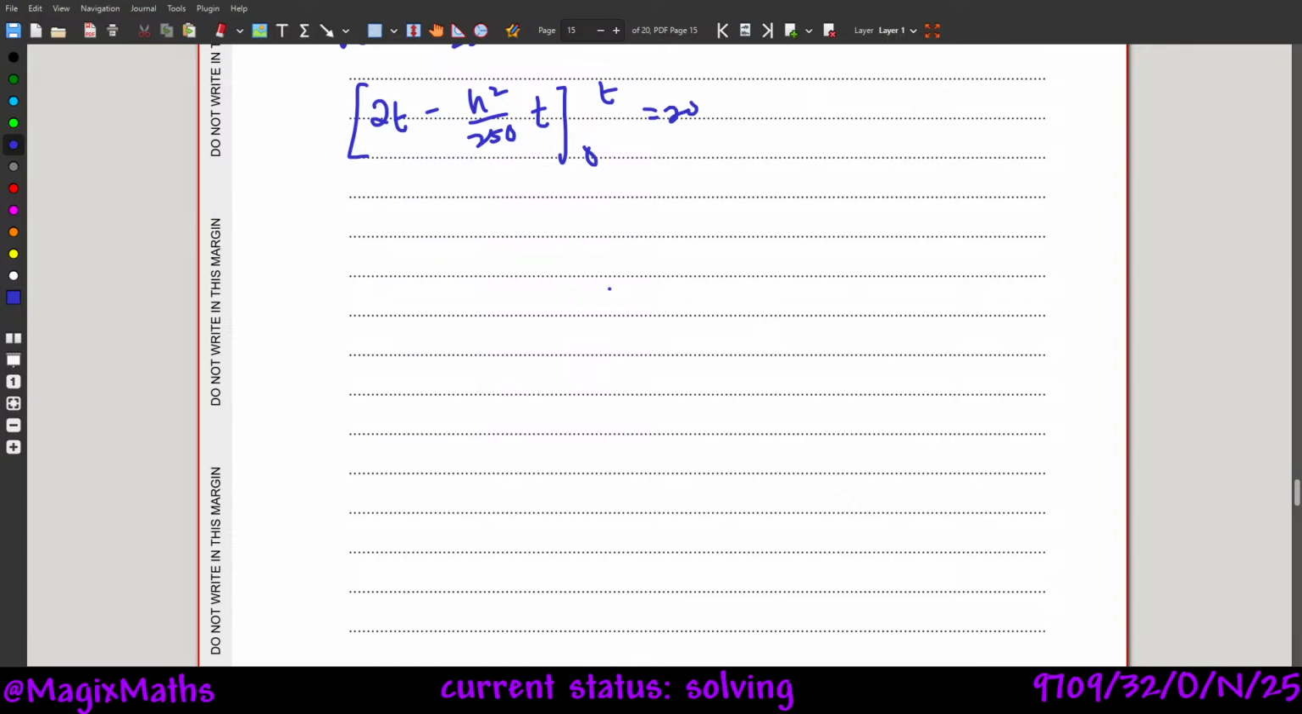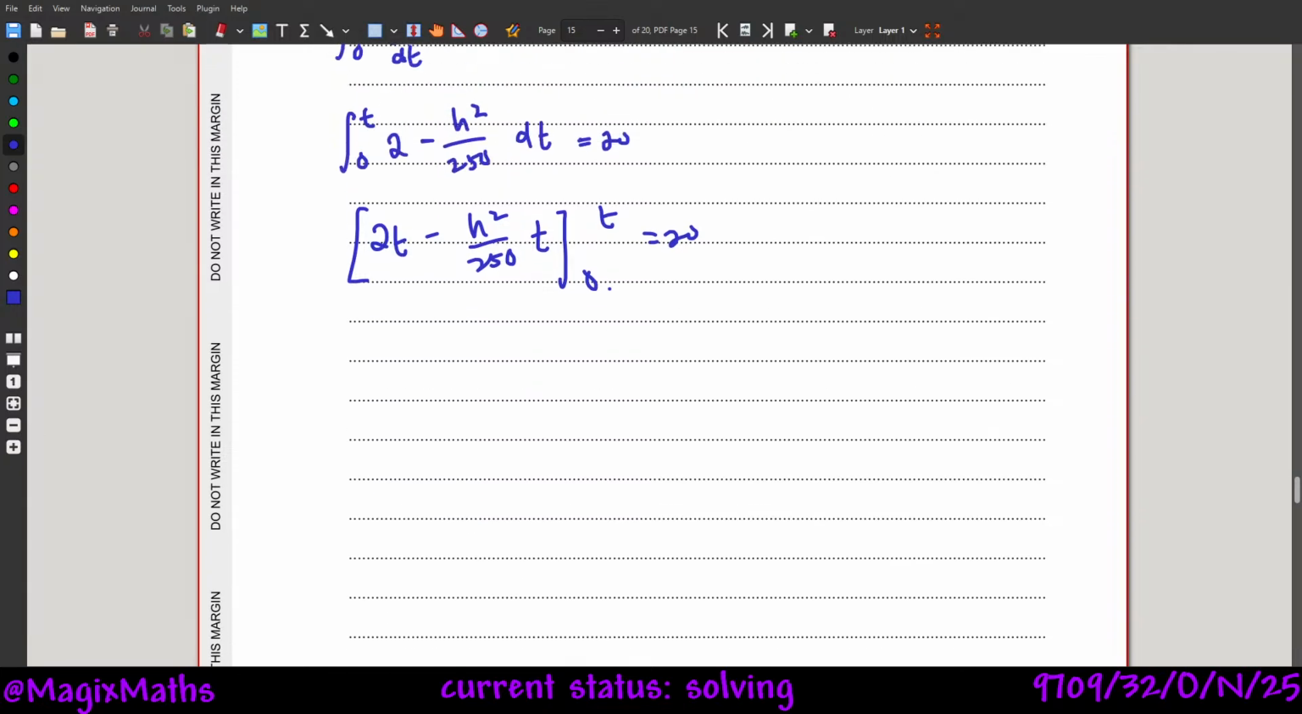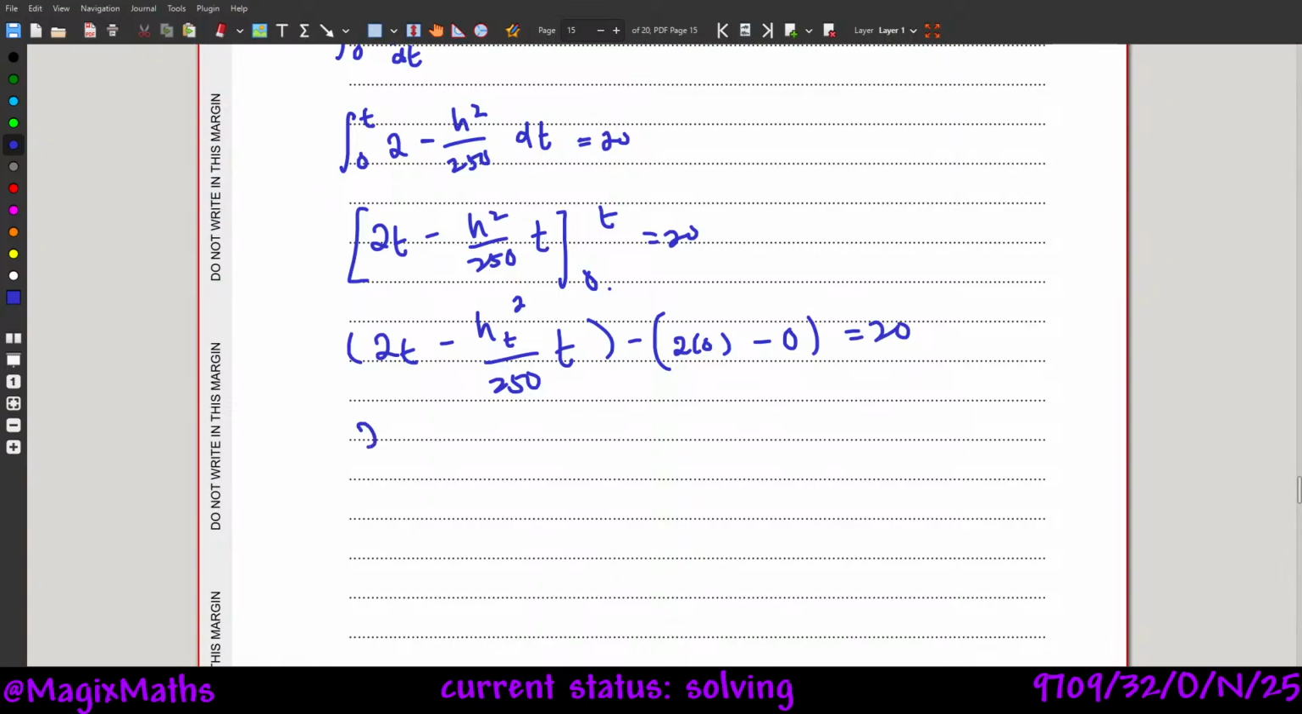Okay, you know what? Let's just proceed. So we have 2t minus h squared over 250 times t, minus 2 times 0 is 0. Just put it in. So 0 is equal to 20. And then we'll have 2t minus, when time is equal to t, h is 20, right? And then it's squared over 250. As t is equal to 20.